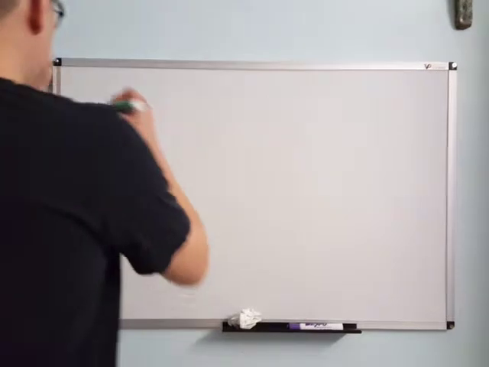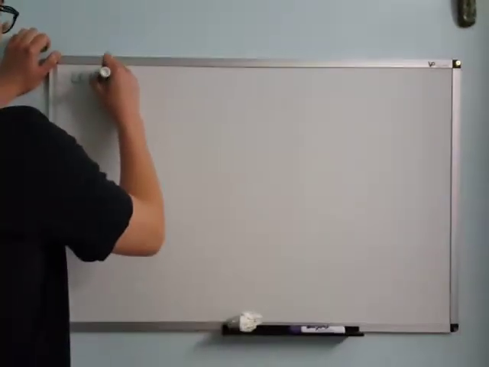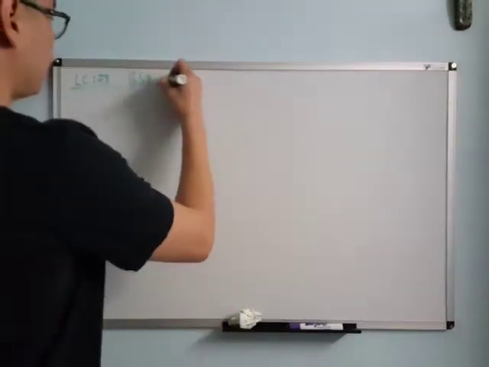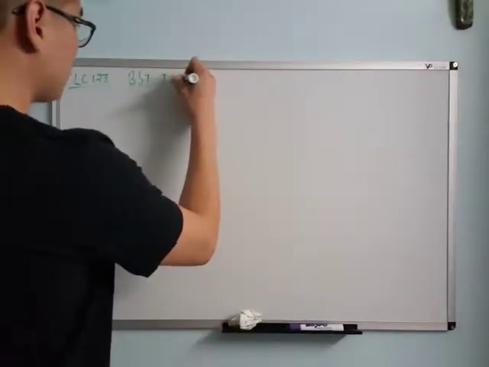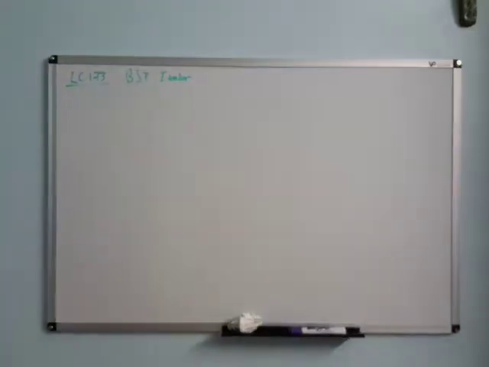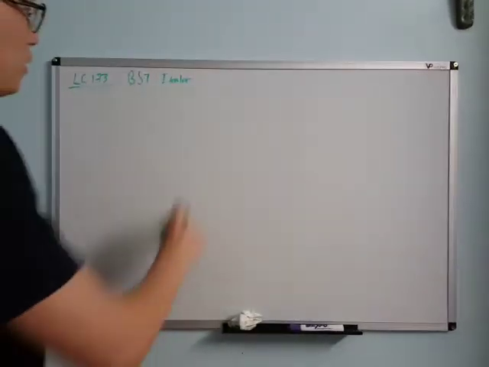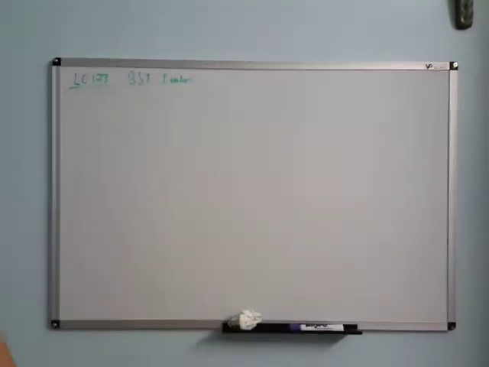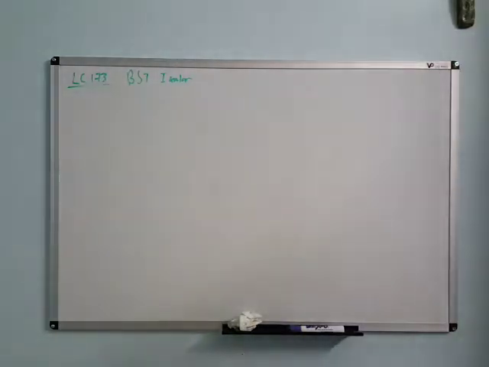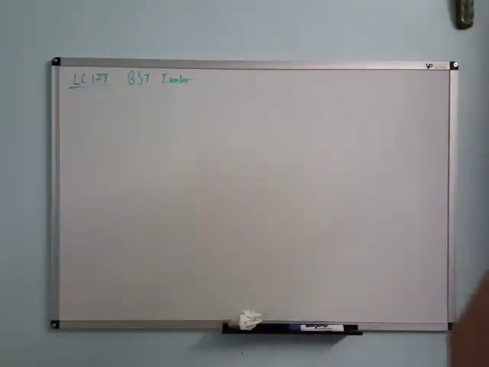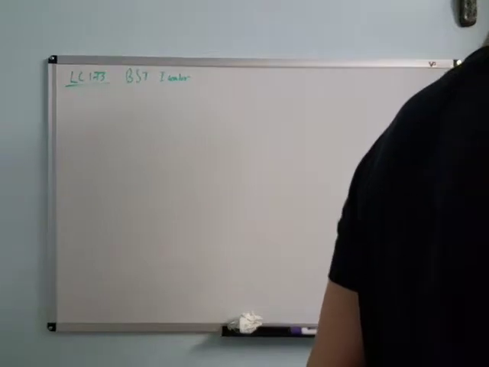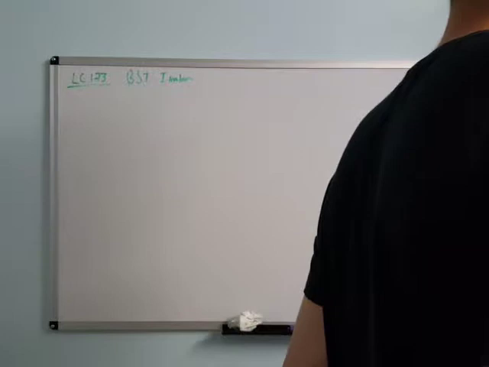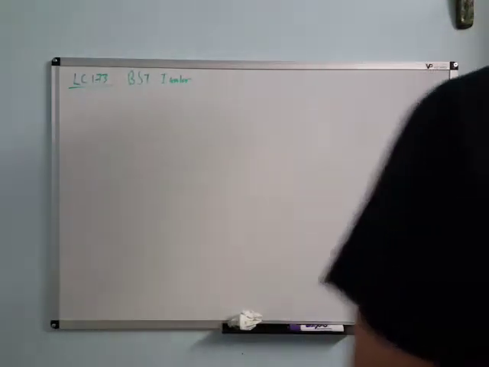This is going to be LeetCode 173, the binary search tree iterator. Binary search tree meaning anything less than a node will be on the left side, and anything on the right side would be greater than it. So we're implementing an iterator over a binary search tree. Calling next on it will return the next smallest number in the binary search tree.